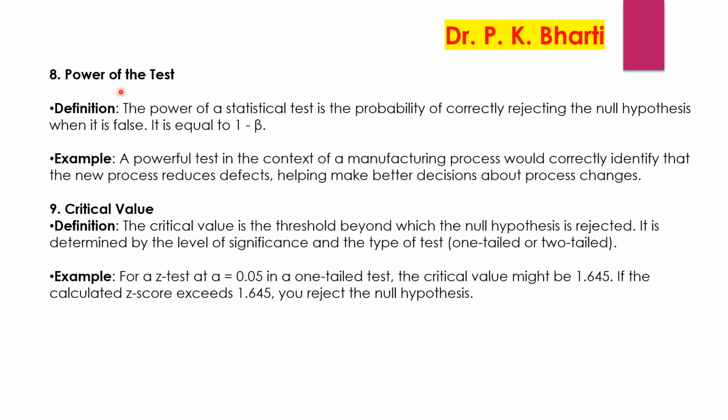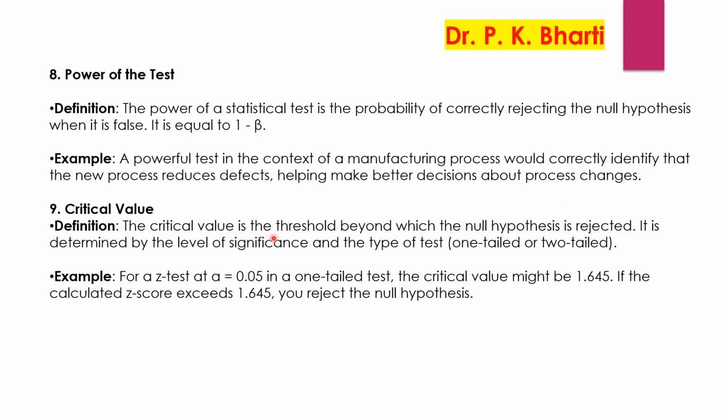The next key terminology is power of test. The power of a statistical test is the probability of correctly rejecting the null hypothesis when it is false. It is equal to 1 minus beta. For example, a powerful test in the context of a manufacturing process could correctly identify that the new process reduces defects, helping make better decisions about process changes.